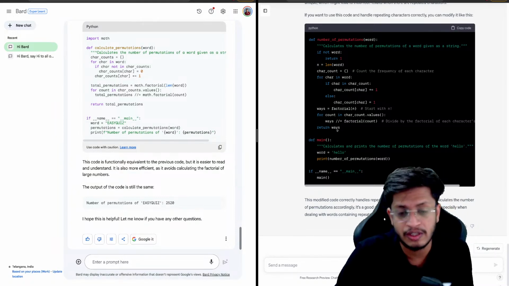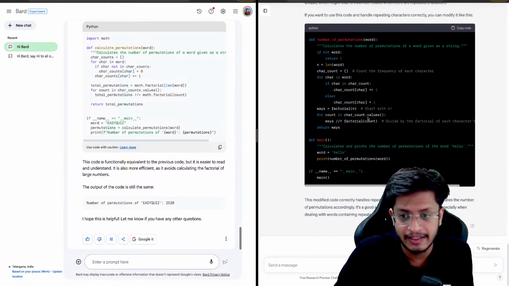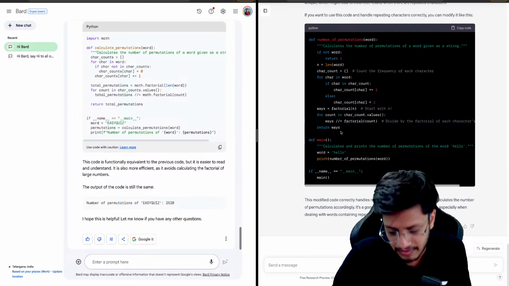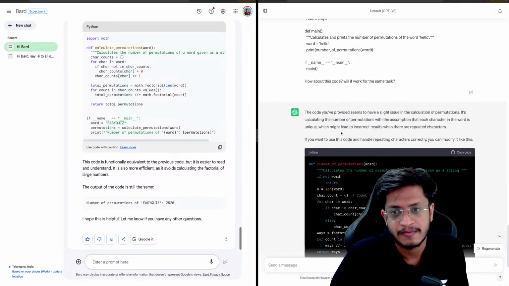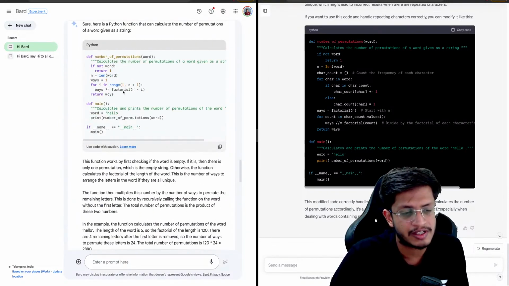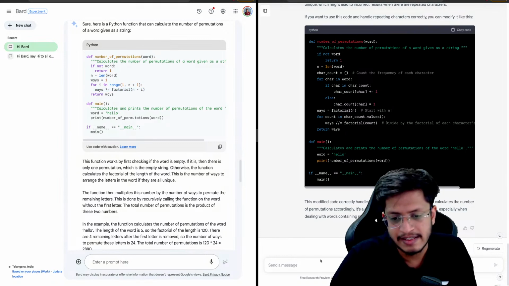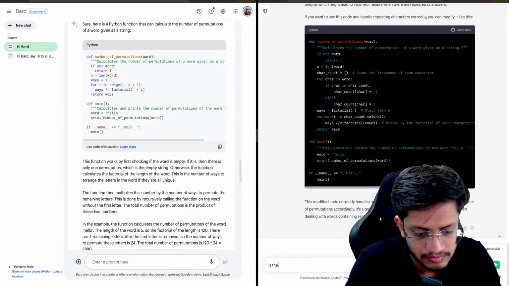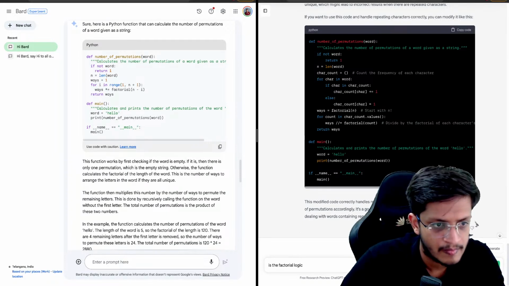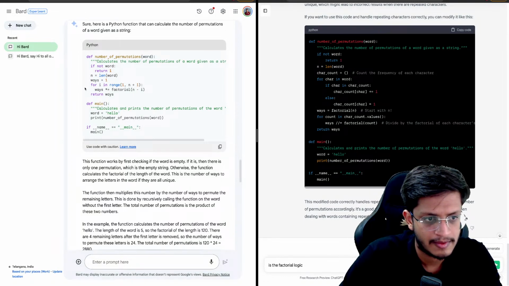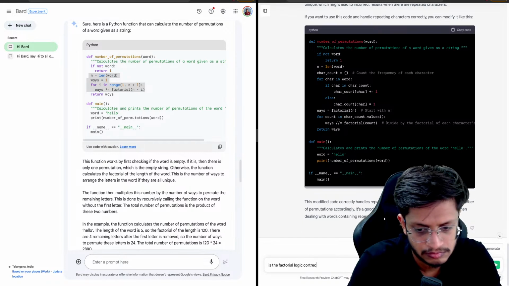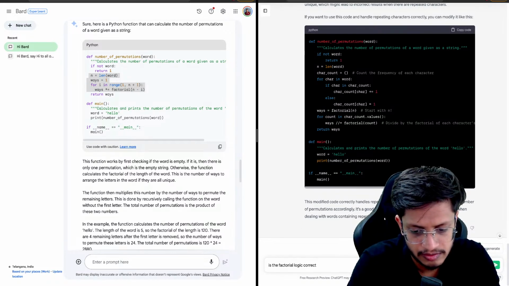And it is saying the key is you need to count the frequency of every character and then divide by the frequency of every character, so as to get the correct answer. But it didn't get that even the factorial logic was incorrect here. So let us ask that specific question. Let me ask it.